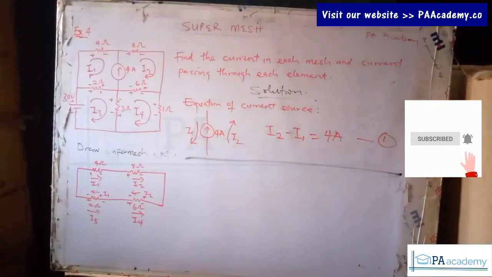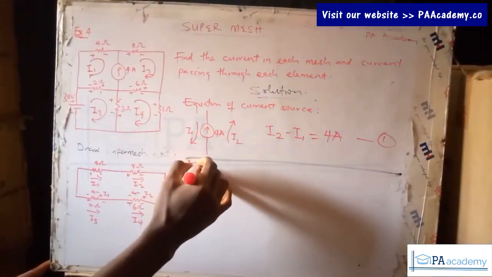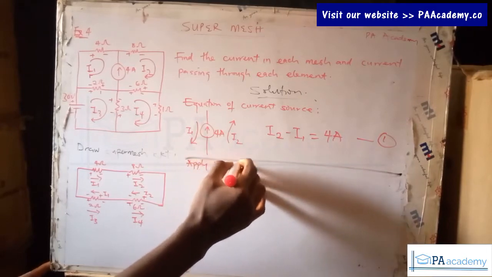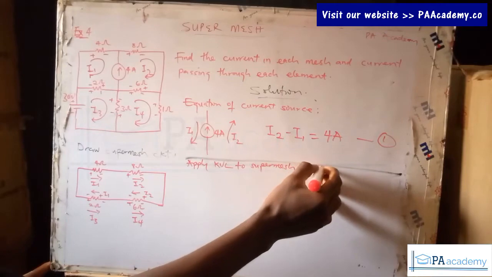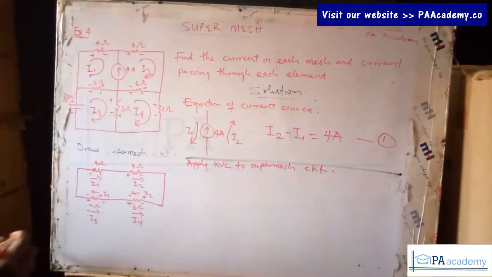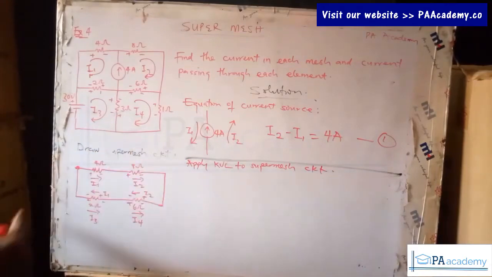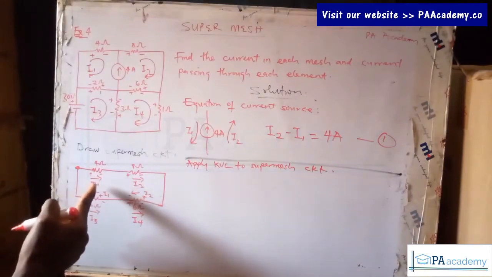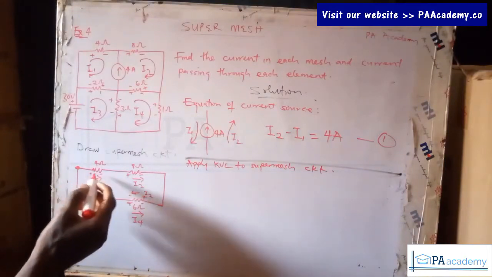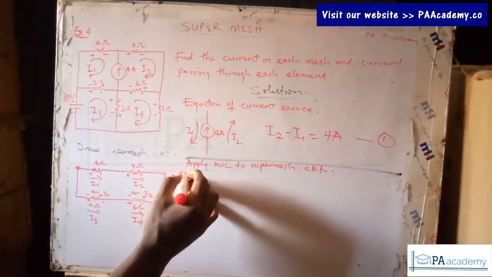Alright, so this SuperMesh circuit, now let's apply KVL to the SuperMesh circuit. Alright, so let me just start from this point, and then I'll go around the circuit. So the first element we are having here is the 4 ohm resistor. So the current passing through it is just I1, which is from plus to minus. So that's going to be minus 4I1.